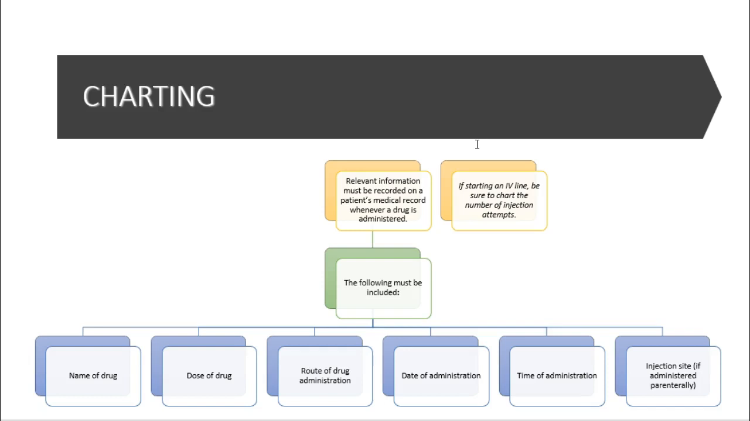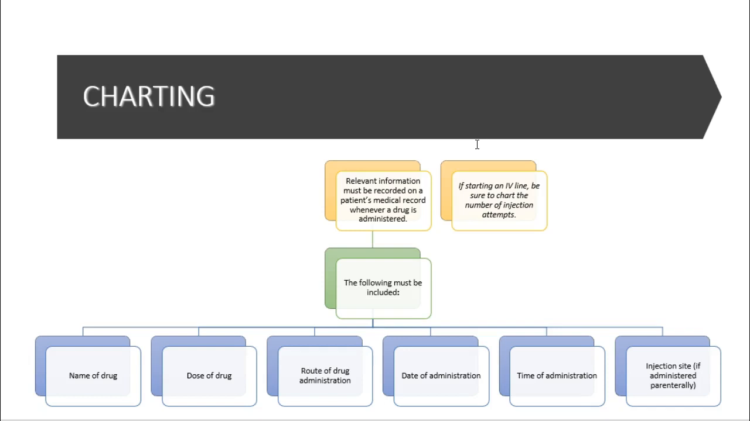So charting. Relevant information must be recorded in the patient's chart. When starting an IV line, be sure to chart the number of injection attempts. If it took you 5 times to get it, that's not good, and you need to chart it. If it only took you once, great, put it down.